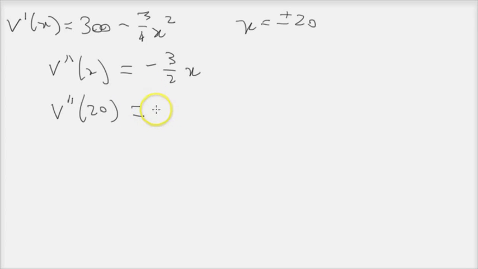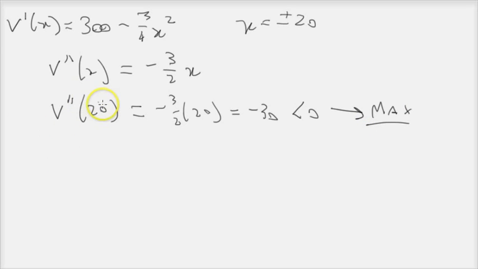Alright, it is negative 3/2 times 20, and that would be negative 30, and that is less than 0, so yes, that is a place where v is going to be a max. That's a value of x where v is going to be a max. And we're still going to want to test negative 20, because that could also be a max. We could have 2 maximum points. It's just always a good idea to check both values.